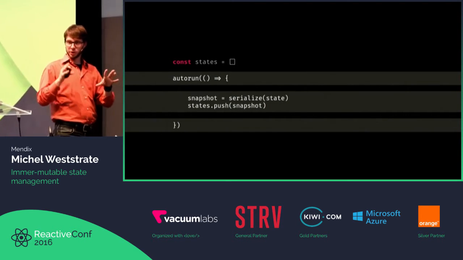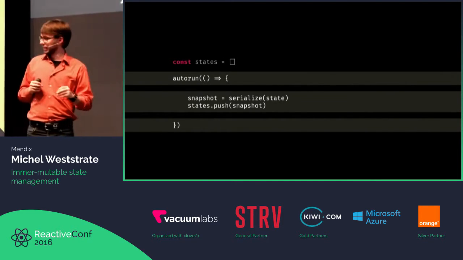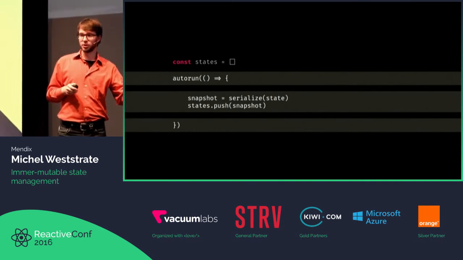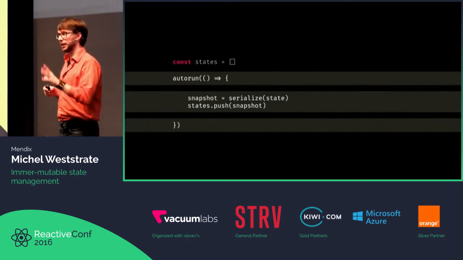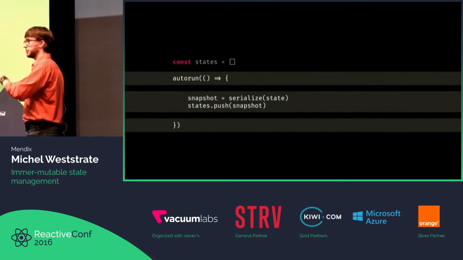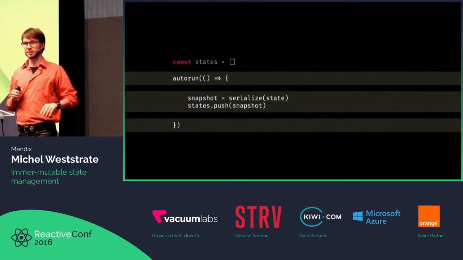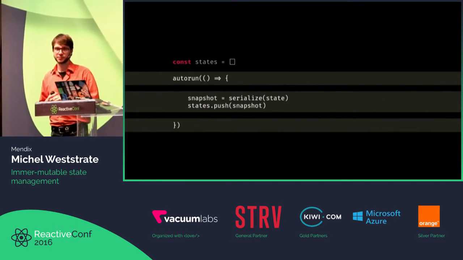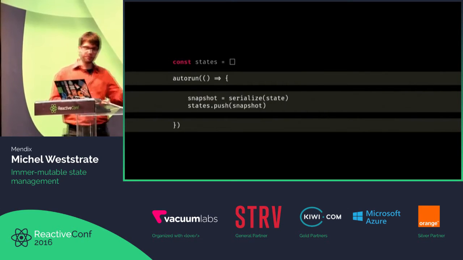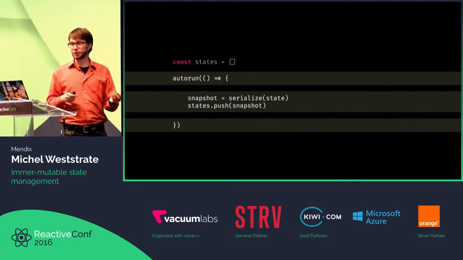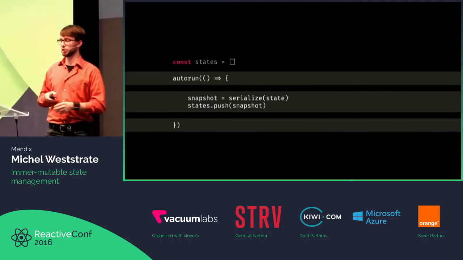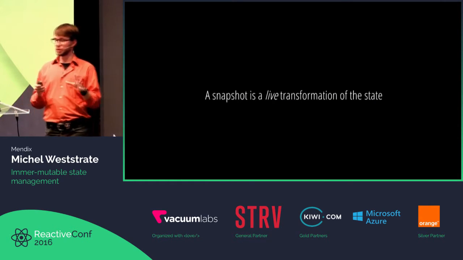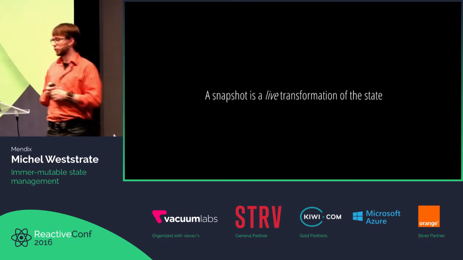And it is because we put a MobX autorun around it and make sure that whenever something relevant in the state is changed, this function will run again. And you will recognize this pattern. This is the same pattern as what we did with our components. Components are a function that transform the state into components, and this serialization is just a function that transforms the state into some JSON structure. But the principle is the same. So a snapshot is basically a live transformation of our state.